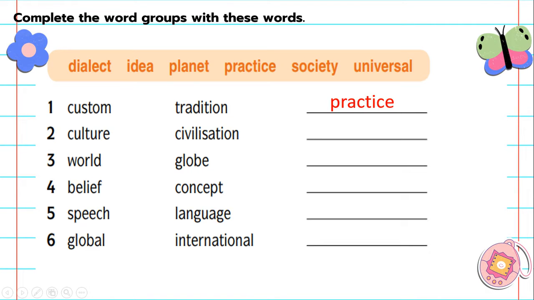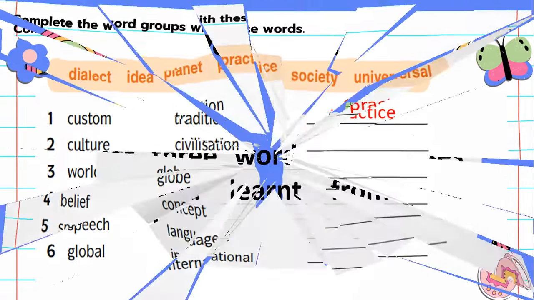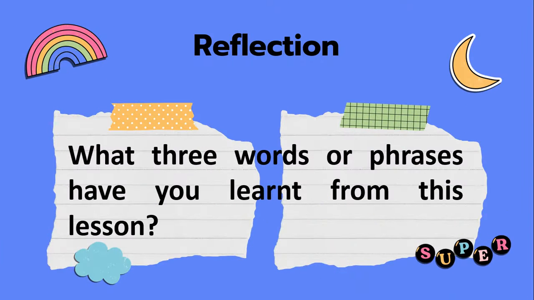So I think that's it for our reading skill for today's lesson. As a reflection, what 3 words or phrases have you learned from this lesson? I think you will be able to learn a lot of new words from this chapter. It is a good sign because you can enrich your vocabulary especially.